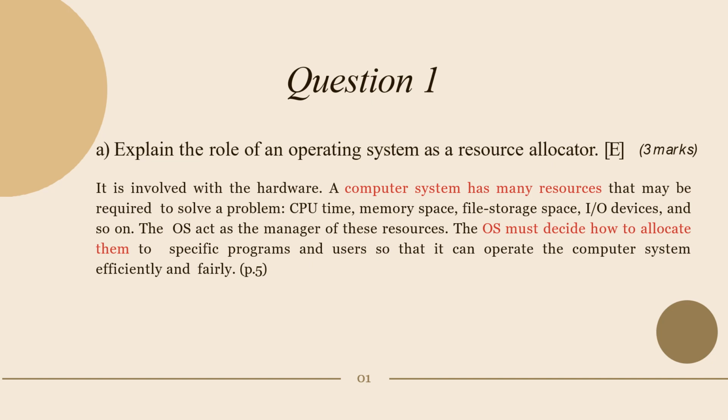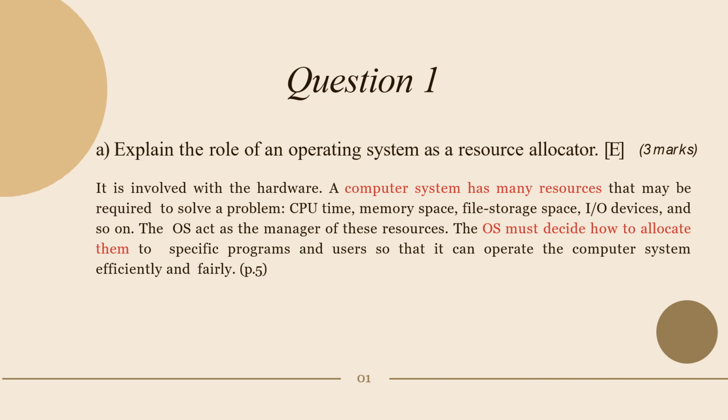Okay, question 1. The mark allocated for this question is 3 marks and it goes like, explain the role of an operating system as a resource allocator. And this is how we're gonna answer the question.